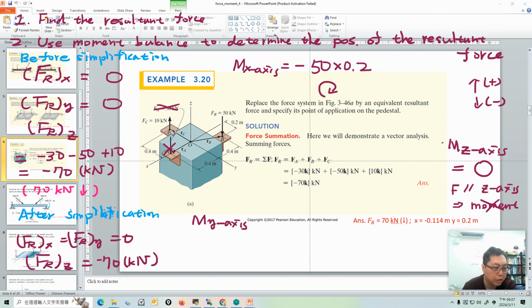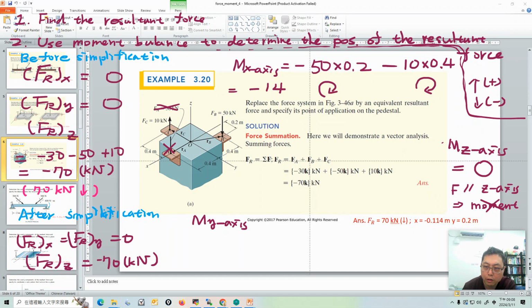Now force C here. The rotational axis is the x-axis, so the lever arm is 0.4. So here is 10 times 0.4. The magnitude of the force times the lever arm, and then you determine whether it's clockwise or counterclockwise. This points upward and the rotational axis is here, so it will create a clockwise rotation, which becomes negative. So the moment with respect to the x-axis will be minus 14, before simplification.